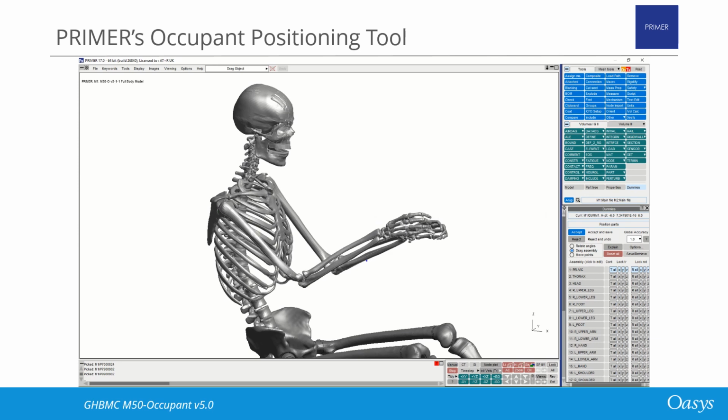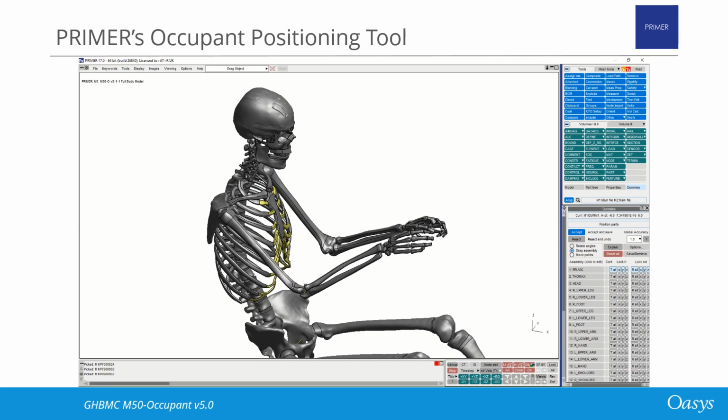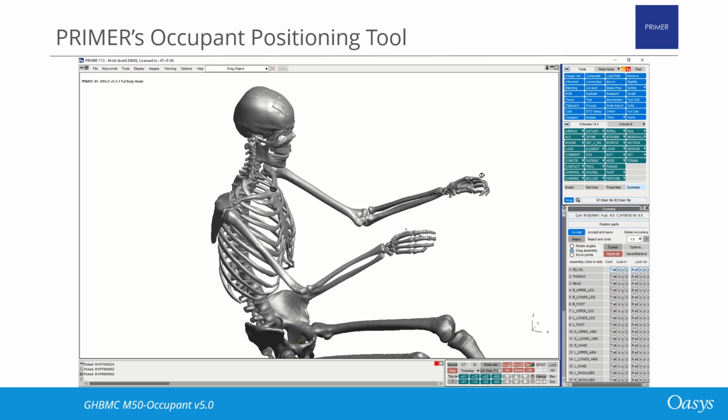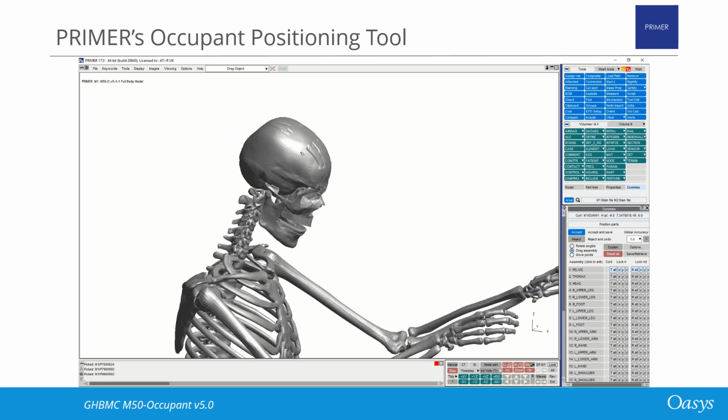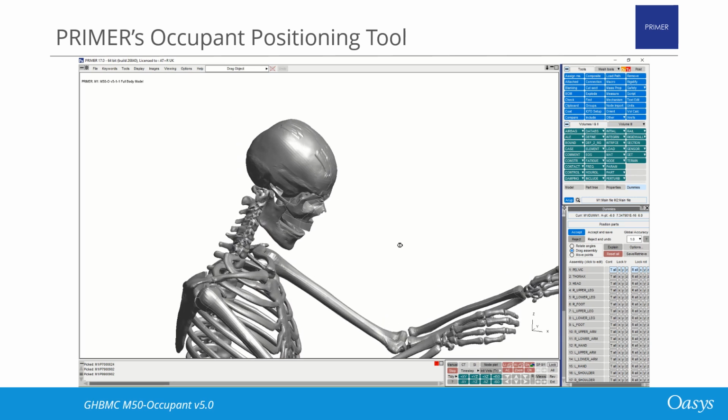Everything is connected in a realistic way. You can see here, when moving the head, the spine moves, and when moving the arms, the shoulder joints move also. You can also see that realistic stop angles have been added to ensure appropriate relative movement between the various assemblies.